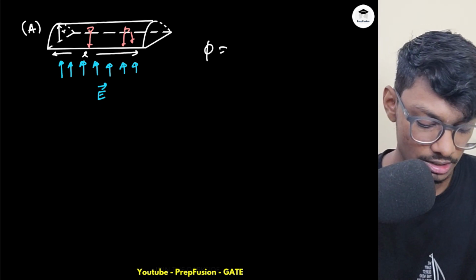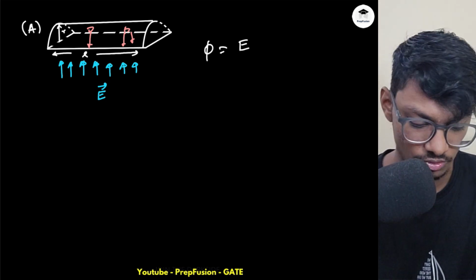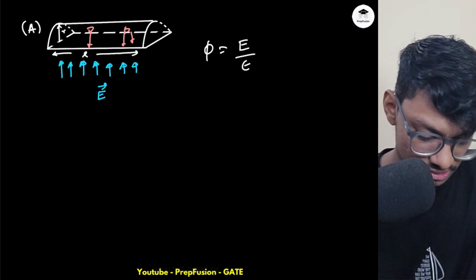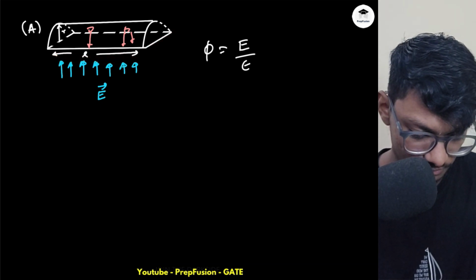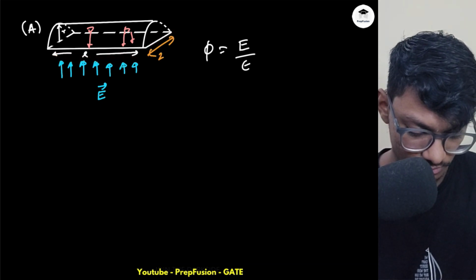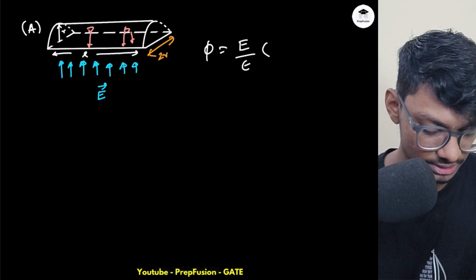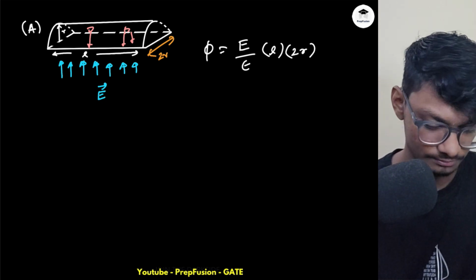Cos 0 is 1. So this will be E, a constant vector field, divided by epsilon into, what is this area? This is 2L. This is L, and this is what? This is 2R actually. So this area will be L into 2R. Okay.